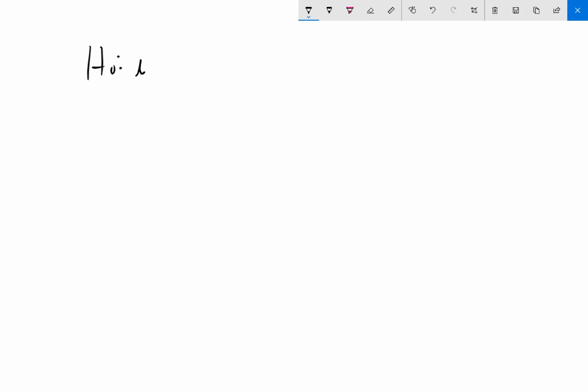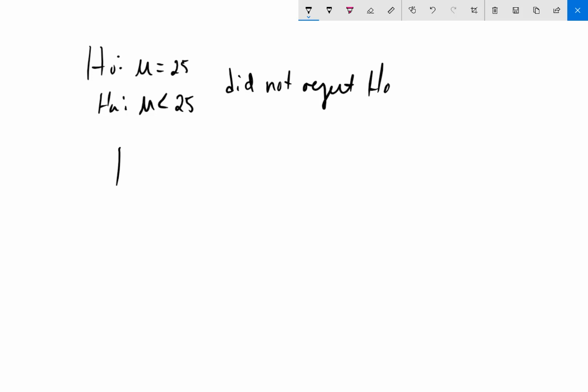If my null hypothesis was that the mean was 25, the alternative was that the mean was less than 25. Later, I didn't reject. Based on my sample, I did not reject the null hypothesis. But later, somehow, some little miraculous thing happened. Later, I find the mean of the distribution really was 25. Then I didn't make an error.